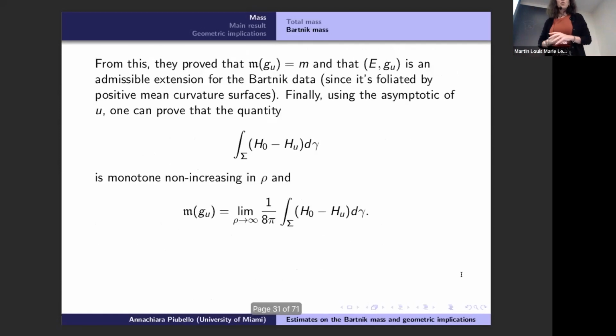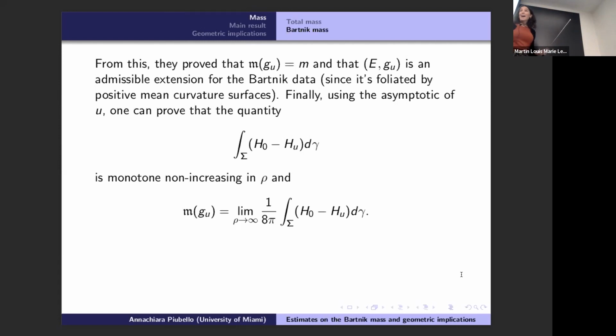With that, they showed that the mass of this extension is exactly m, and that this extension constructed like this is an admissible extension because it's foliated by positive mean curvature surfaces. And so finally, they proved that this quantity here, where H0 is just the mean curvature of the embedding and Hu is just the mean curvature of these spheres with respect to the metric gu, is monotone non-increasing, and at infinity, when divided by 8 pi, will give us the mass.